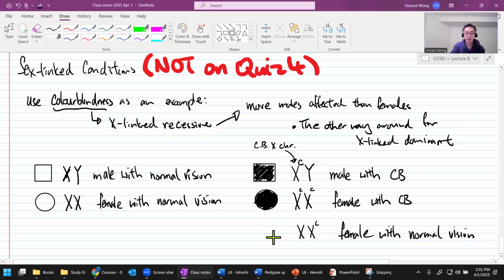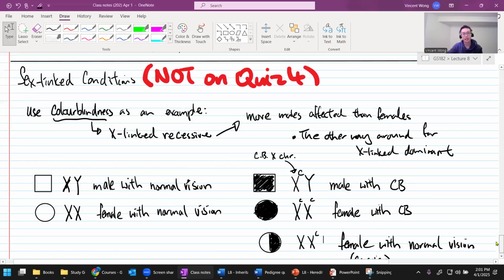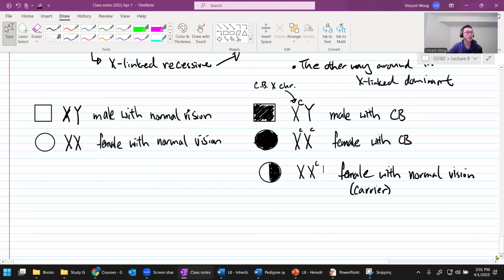Okay? But when we draw them, we shade half of it in, because we call these a carrier. A carrier is a person who has the disease allele, but does not actually have the disease. They have the colorblind X right here, but they do not have color blindness. That is a carrier.